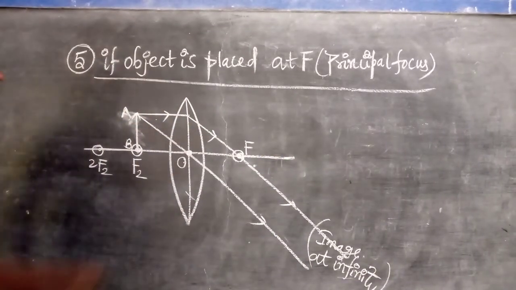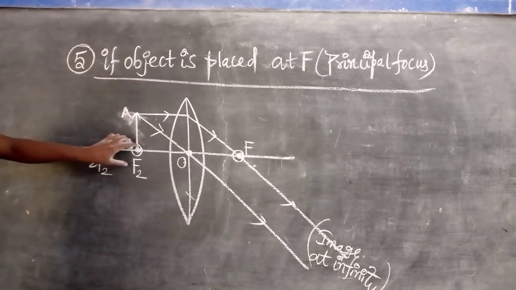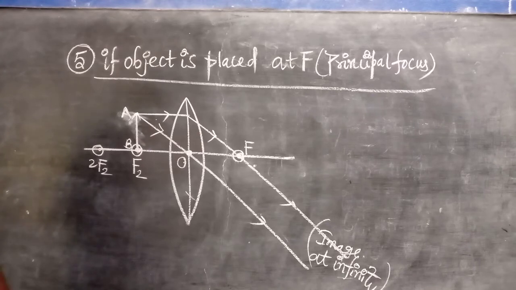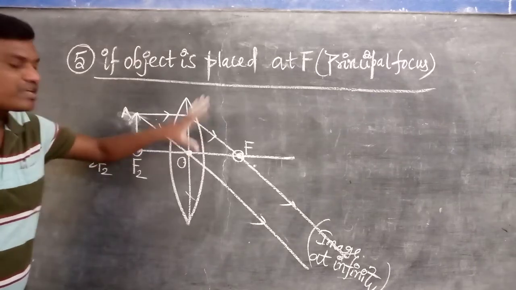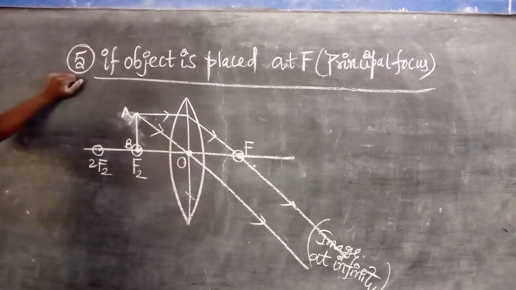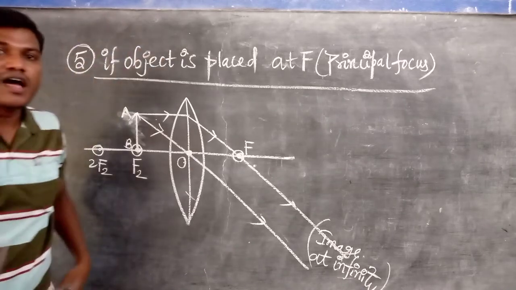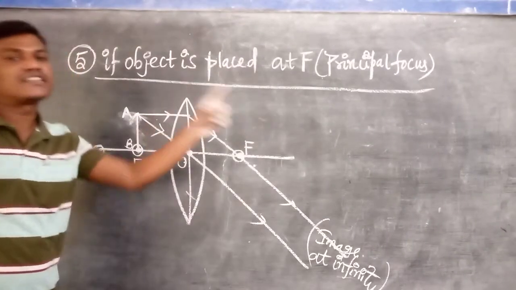So here we are observing that the object is placed at the principal focus on the principal axis. After the refraction, the two rays meet at infinity. It is just the opposite of the first ray diagram. If the object is placed at infinity, where will the image be formed? At the principal focus on the other side.